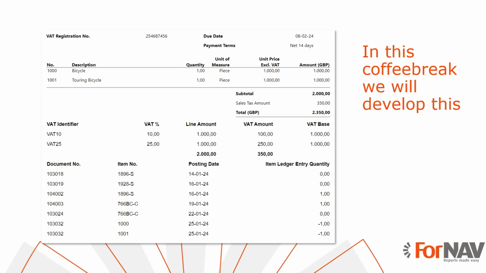There are two ways of getting data for your temporary tables. You can let ForNAV get the data, or you can write the code to get the data yourself. We've discussed the first option in a previous coffee break. Today we're going to discuss how to get temporary data through your own AL code.